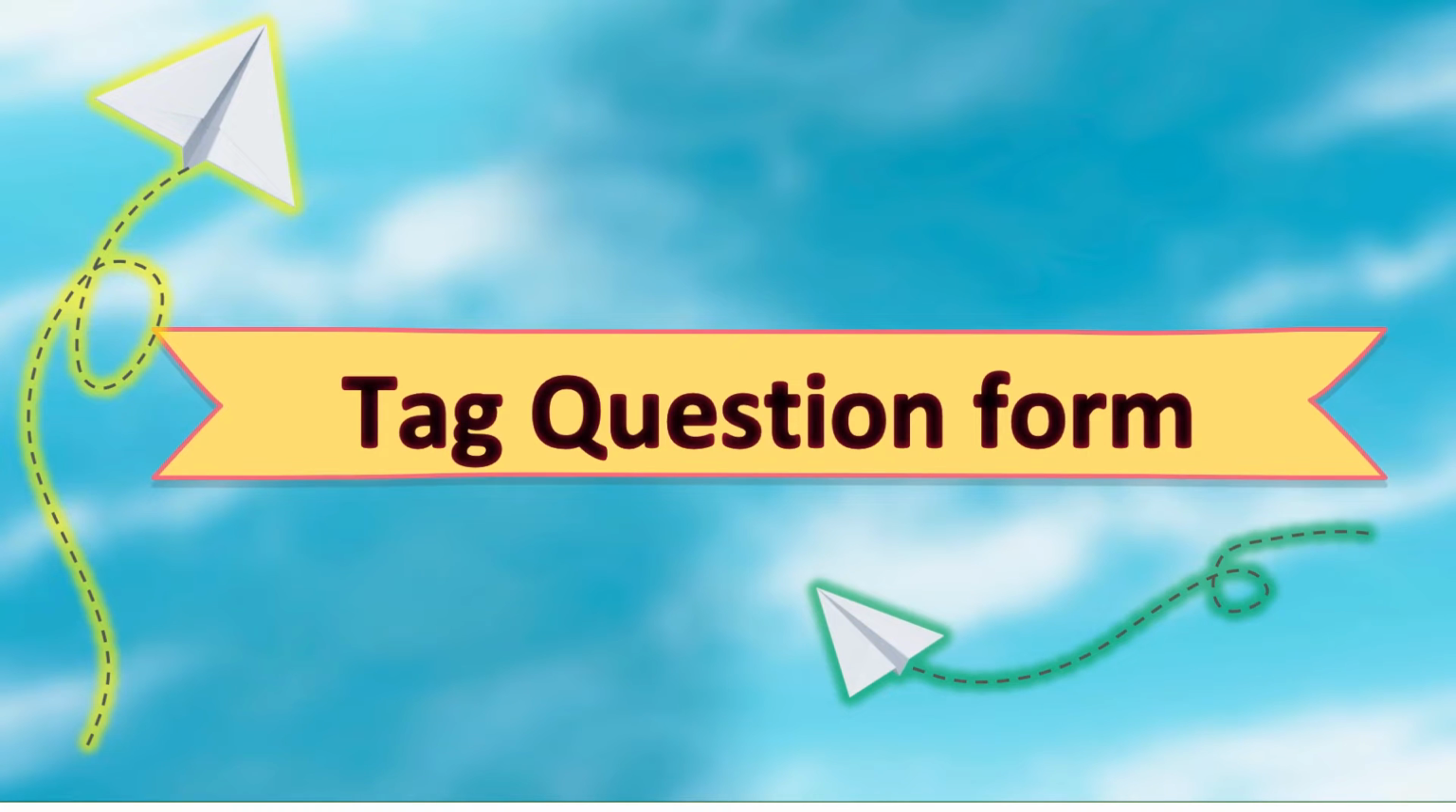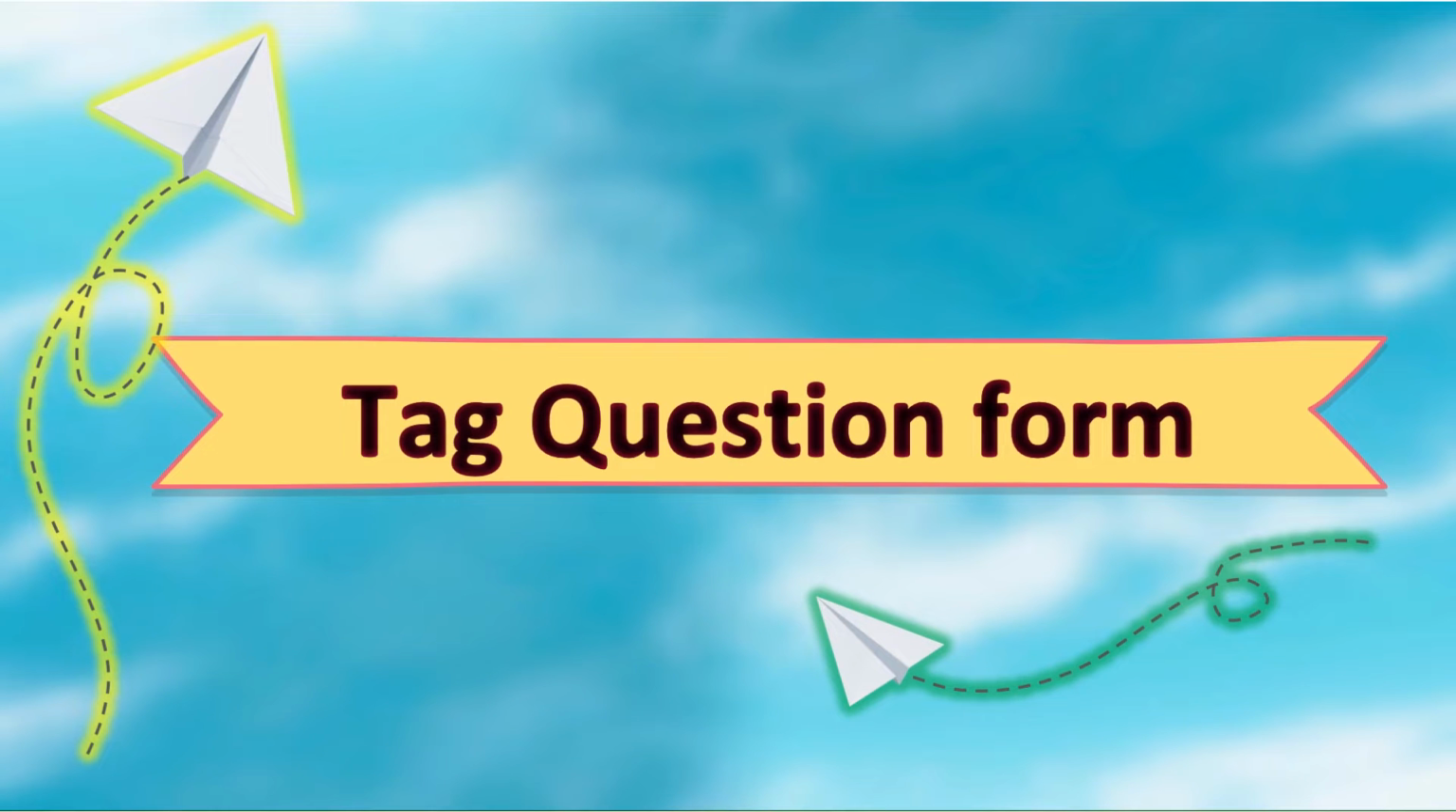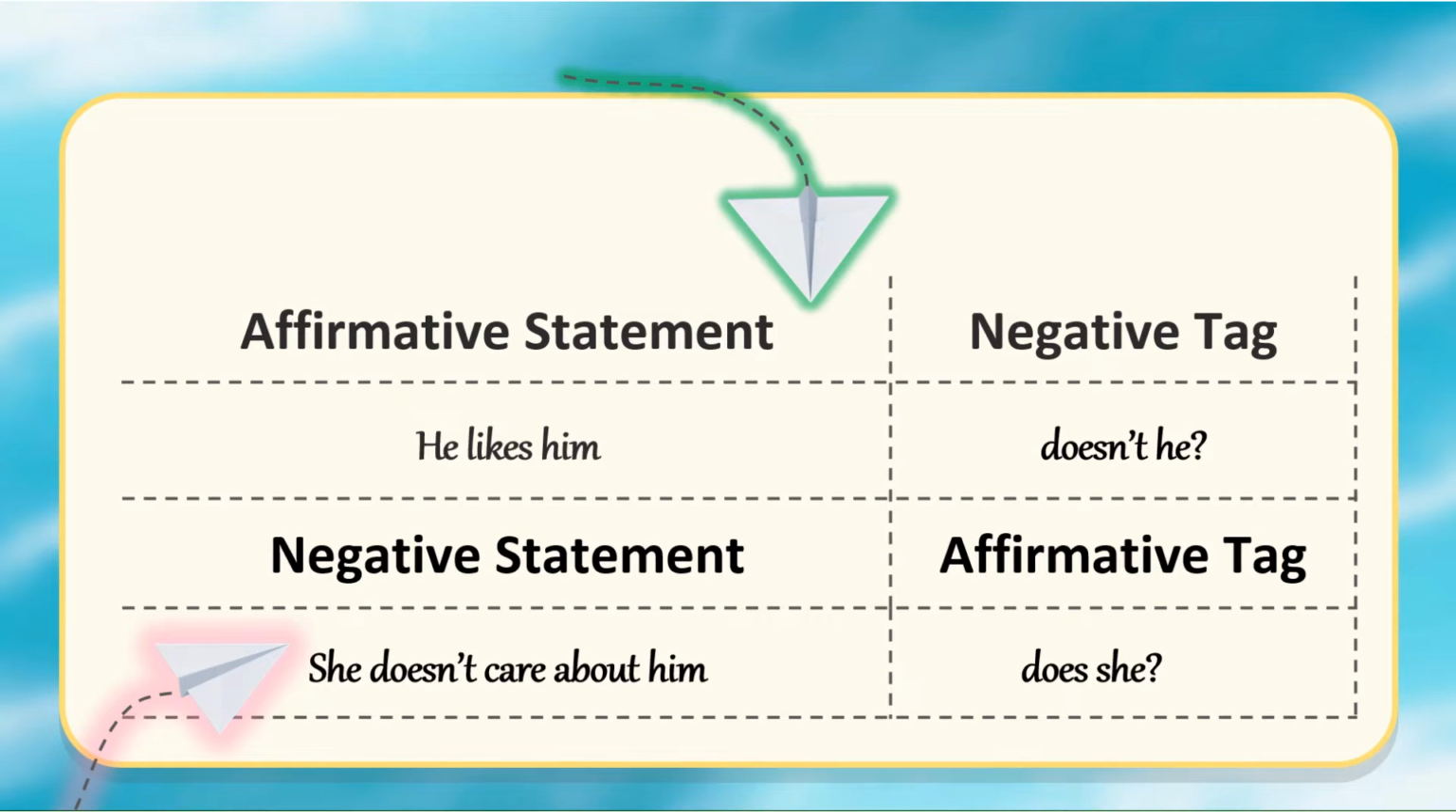So, tag question form. Tag questions vary according to different factors, such as the choice of auxiliary and the negation. The structure is generally as follows. Here you have an example, right? The first one, affirmative statement: he likes him. If you have an affirmative statement, you have to have the tag question in negative, right? Doesn't he? So, he likes him, doesn't he?